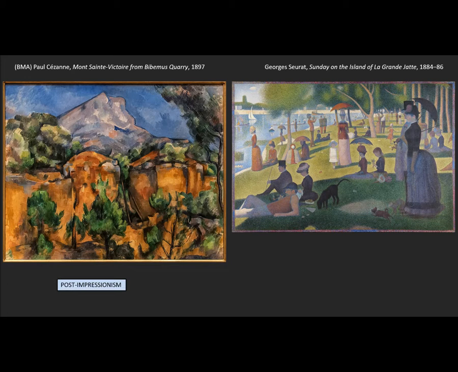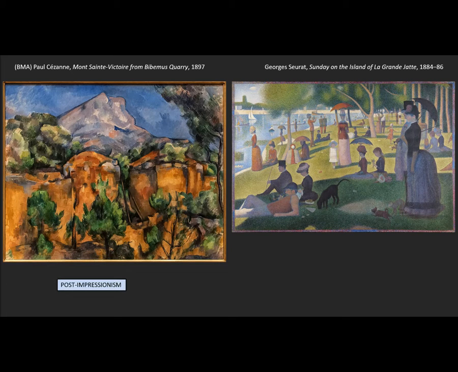So what we looked at when we looked at Seurat and Cézanne was an interest on each of their accounts in something that is different from what the Impressionists themselves had been interested in, although it has connections. Not only were both of these artists members of the Impressionist group at one point or another, but in addition to that, they both are very much interested in broken brushwork, the lack of blending on the canvas that we've seen with the Impressionists, that we even saw with the Realists as well. Right? They're both very much interested in the effects of color, very strong colorists.